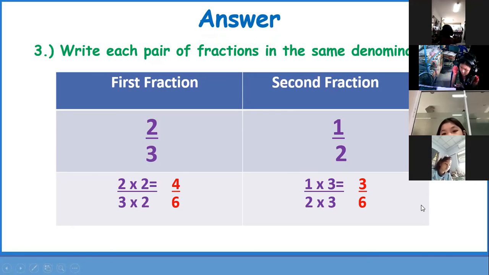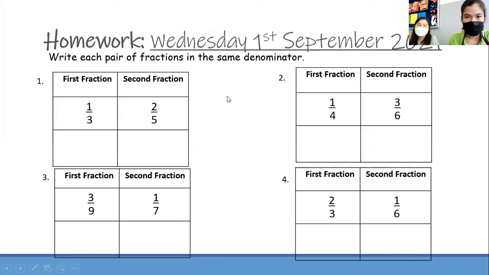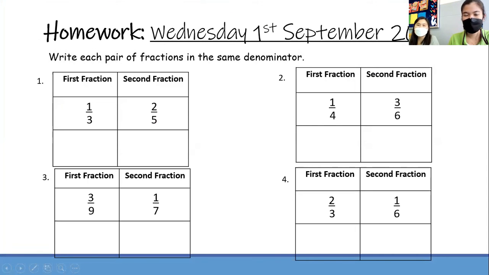Okay, so for your homework, the same. I give 4 pairs of fractions. Today's homework is 4 items like just now: make the denominators of the fractions equal. Okay, so 1 minute left. So this is your homework. We will send this one in line. Okay, so the same, you use step 1 and step 2. Only 4 items. Any question? Yes?